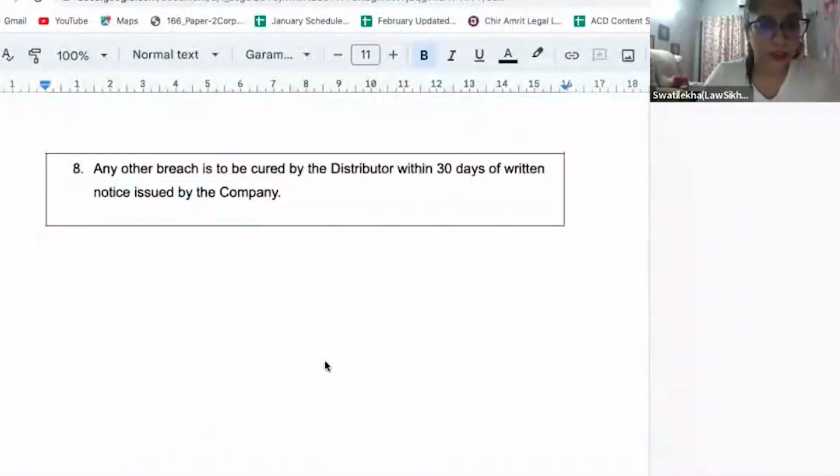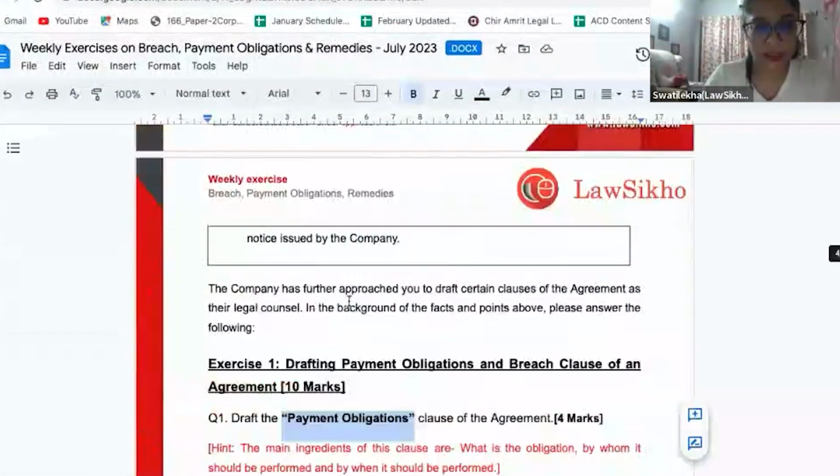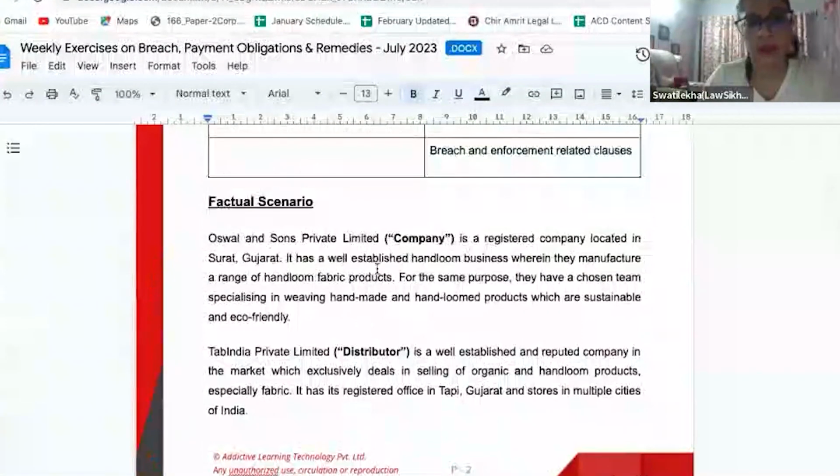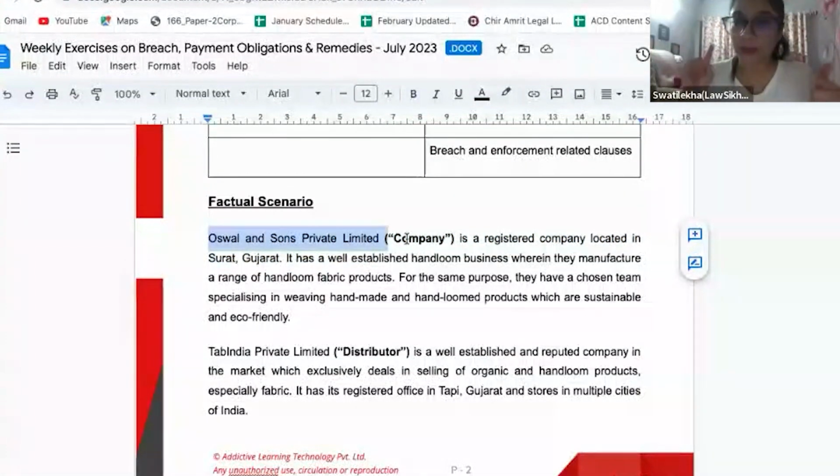Muskan, since you told me to read out the capital terminologies that need to be here, first of all, what you need to do is understand the defined terms that are there. So, what are the defined terms here? See, Oswald and Sons Private Limited has been defined as Company. So, whenever I am referring to Oswald and Sons, I will call it out as the Company.